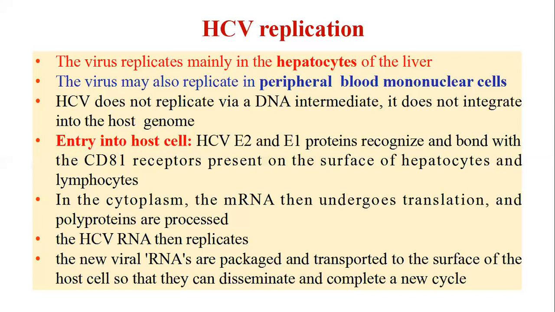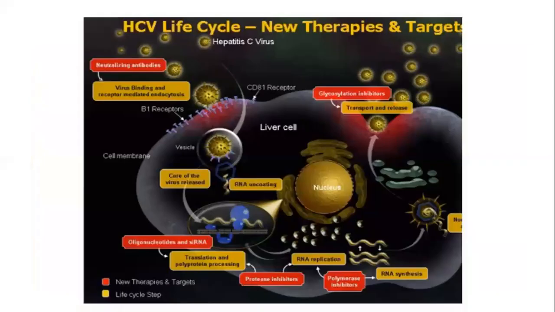Then HCV RNA replicates to form new viral RNA, and along with the polyproteins they assemble and come out, or they disseminate and complete a new replication cycle. So here is this picture. You can see this picture will tell you how they replicate.